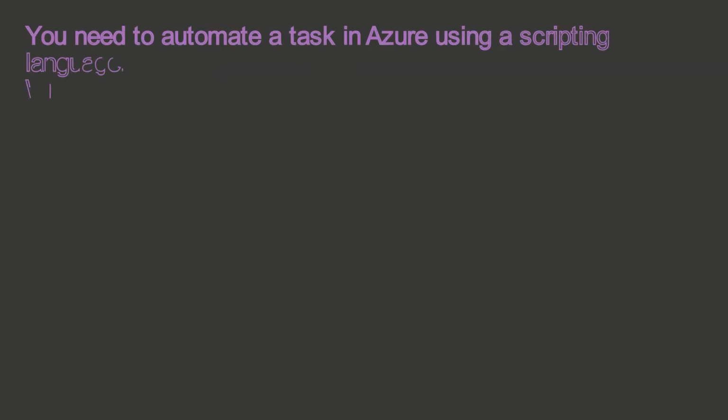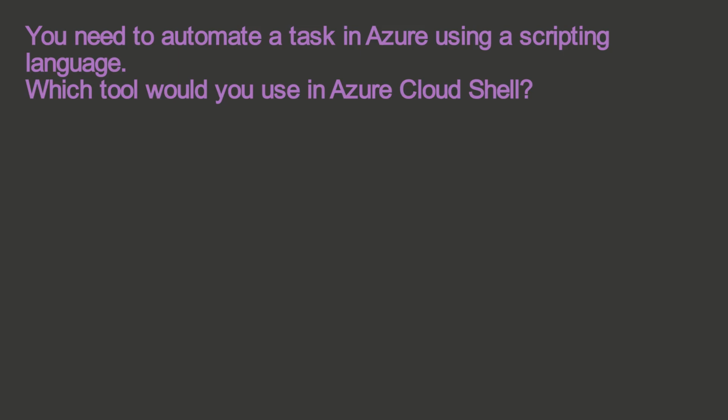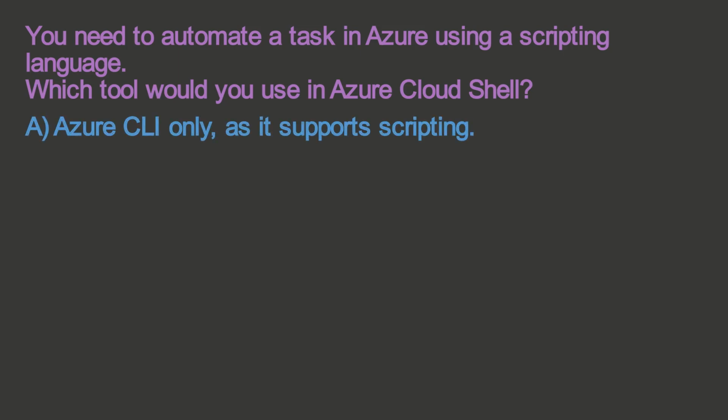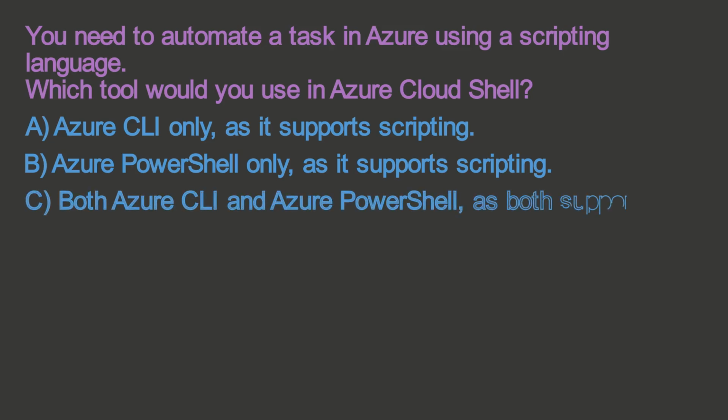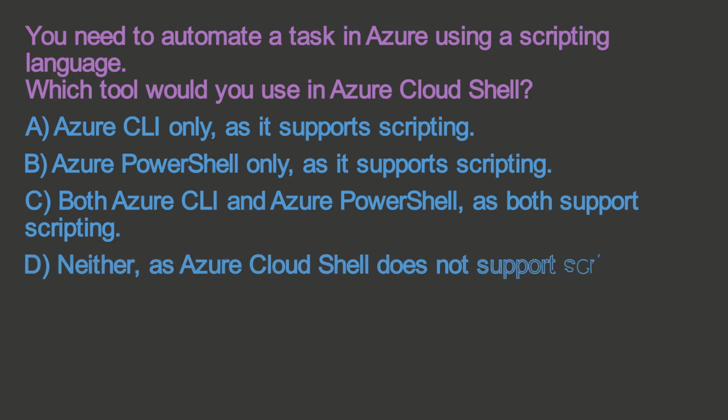You need to automate a task in Azure using a scripting language. Which tool would you use in Azure Cloud Shell? A, Azure CLI only, as it supports scripting. B, Azure PowerShell only, as it supports scripting. C, both Azure CLI and Azure PowerShell, as both support scripting. D, neither, as Azure Cloud Shell does not support scripting.